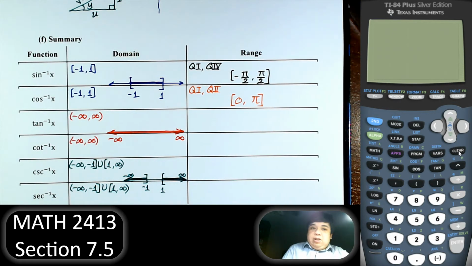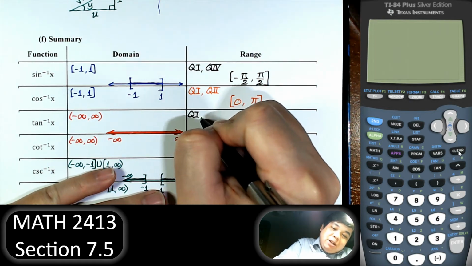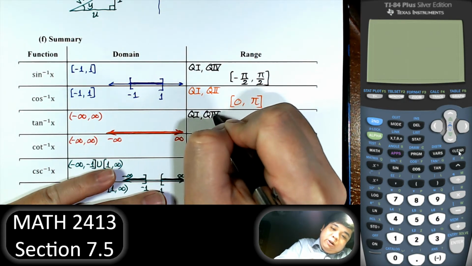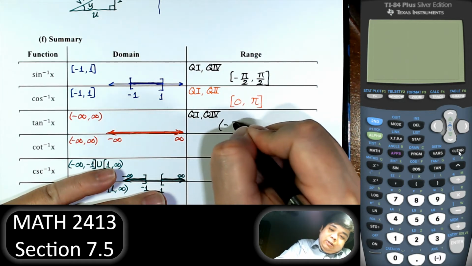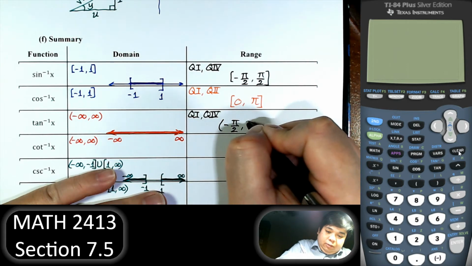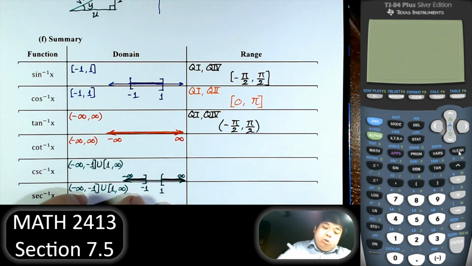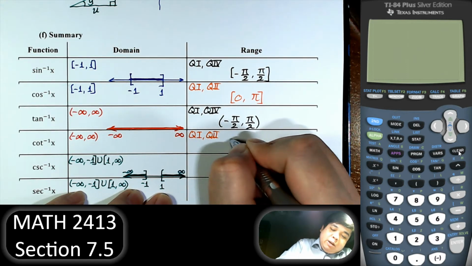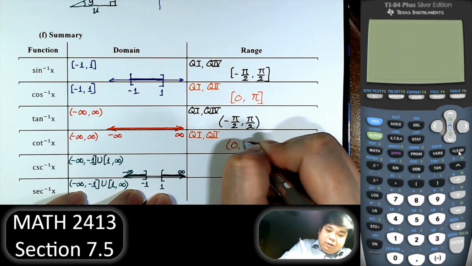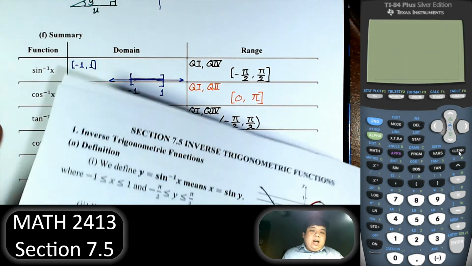Right, tangent inverse. Tangent inverse is almost the same thing as sine. Quadrant 1 and quadrant 4, except we don't have the endpoint. Cotangent inverse will be similar to cosine, except we don't have the endpoint. Once you can refer back to this.